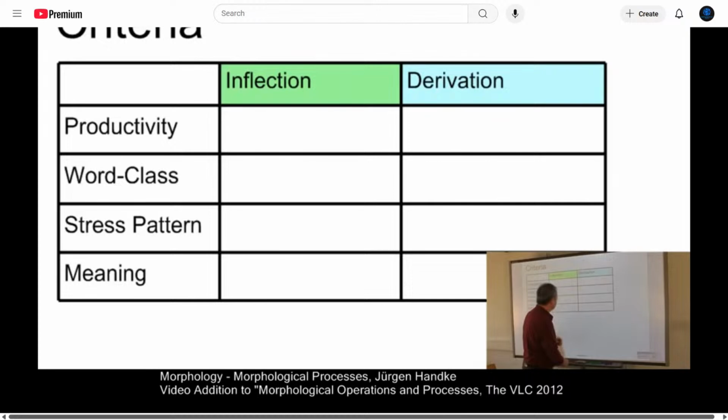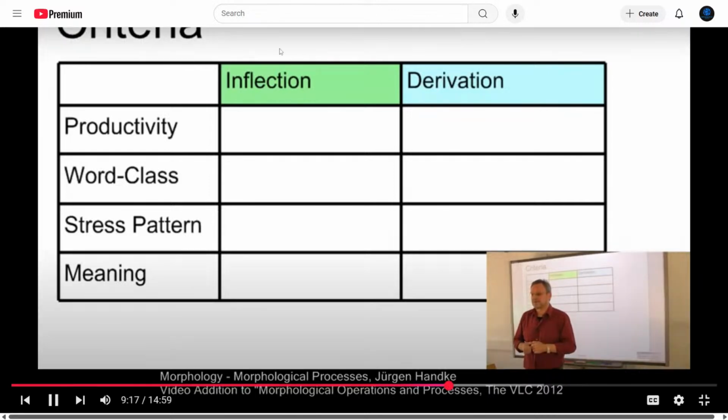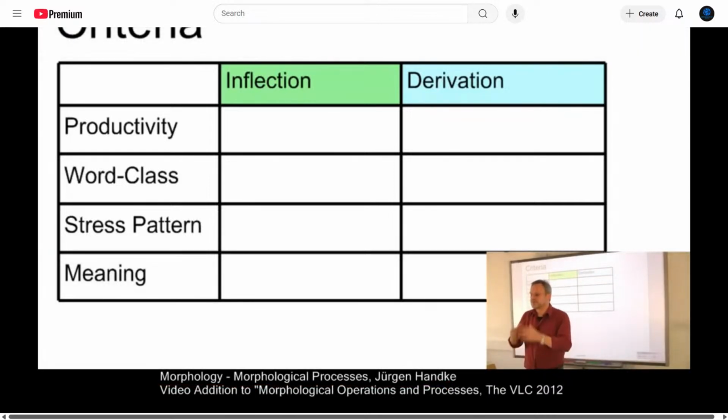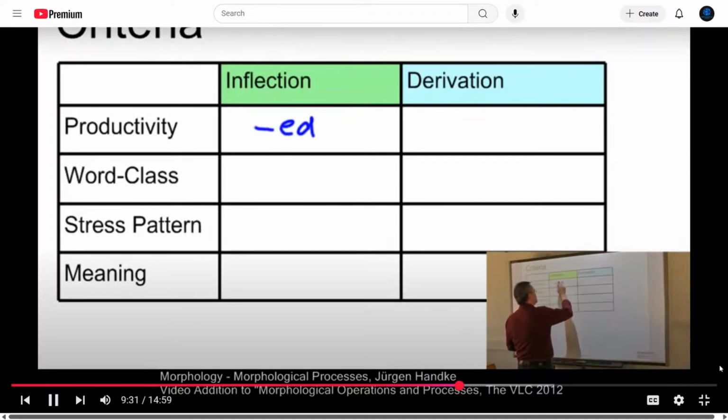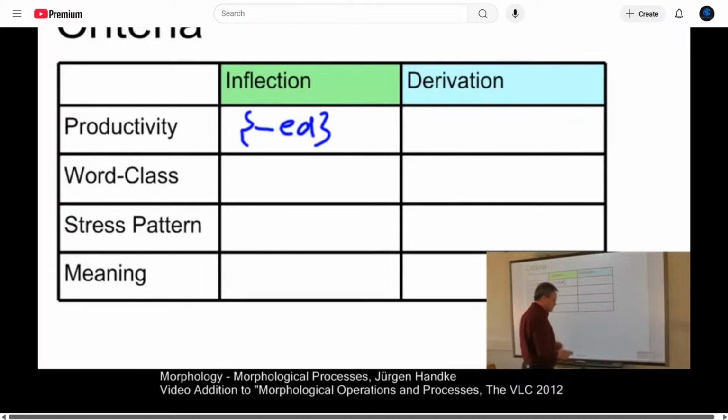Inflection is fully productive, since all members of a specific class, let's say all verbs, can undergo a certain inflectional process. So let's take, for example, past tense. Let's take blue here. So if this is the morpheme for past tense, then we can simply say this morpheme can be applied to all verbal base forms. All verbal base forms have a past tense form, irrespective of the morphological operation that is involved.